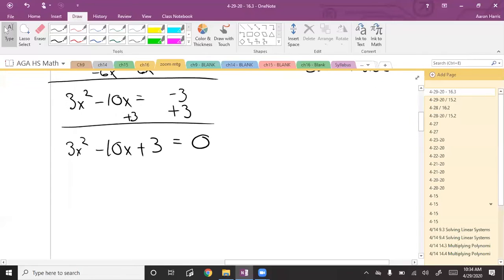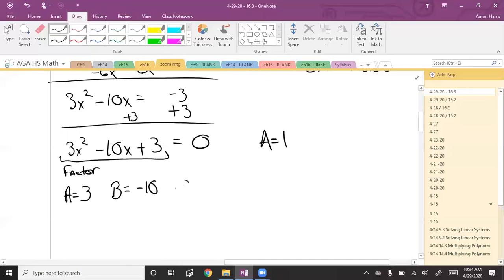So here we go. I need to factor this. But the last one, 15.2, was when A is equal to 1. Is A equal to 1 anymore? No. So now we have to go to our second technique for factoring. When A is not 1, you're going to factor by grouping. And I'll show you what that means.